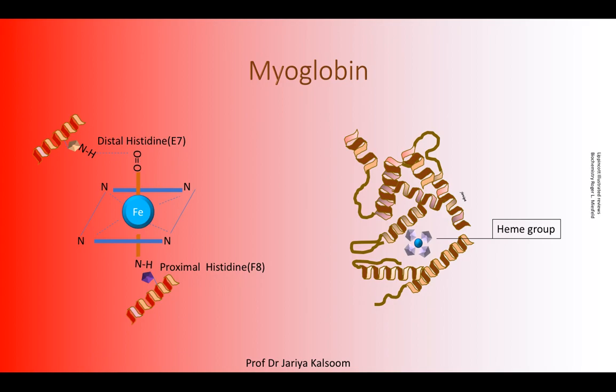The proximal histidine binds directly with the ferrous iron of heme. The distal histidine does not interact directly with heme but helps stabilize the binding of oxygen to ferrous iron. This creates a special microenvironment for the heme that permits reversible binding of one oxygen molecule.